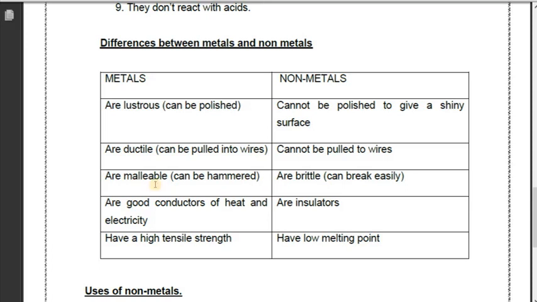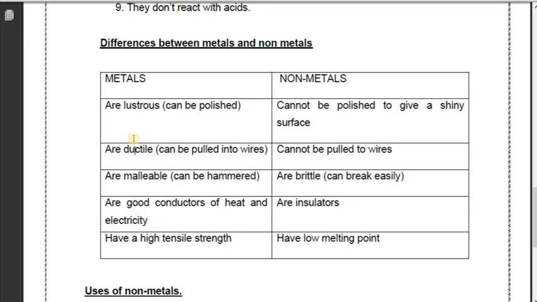Ductile and malleable. Those are new words for you guys. I mentioned them before when we were in grade 8. When we say something is ductile with metallic substances, it means that you can pull it into wires, right? If you stretch it, if you pull it out, it stretches and it becomes a wire. That's why you have those electric wires, electric cables.